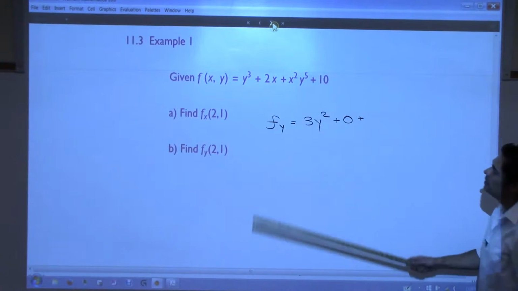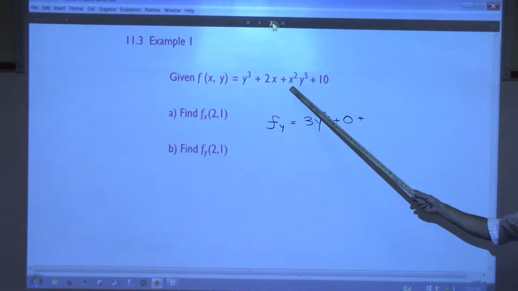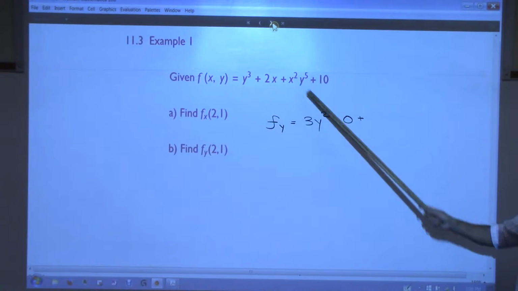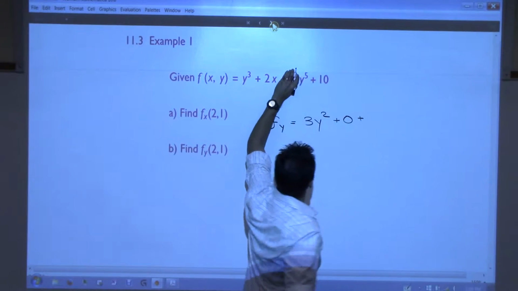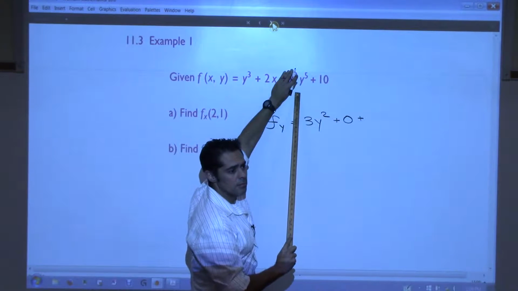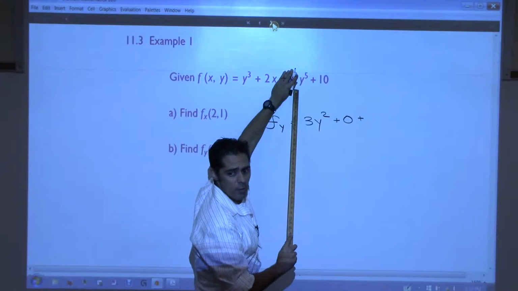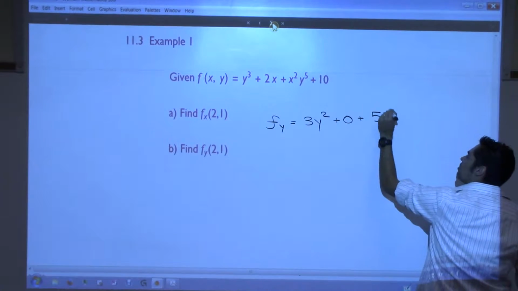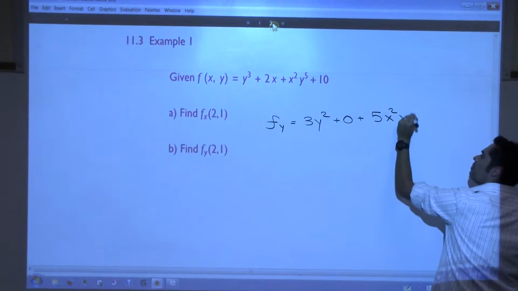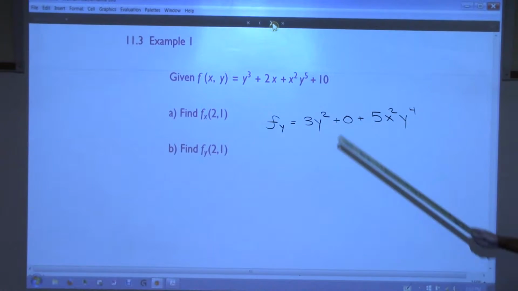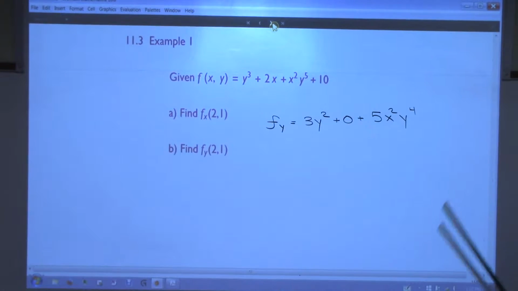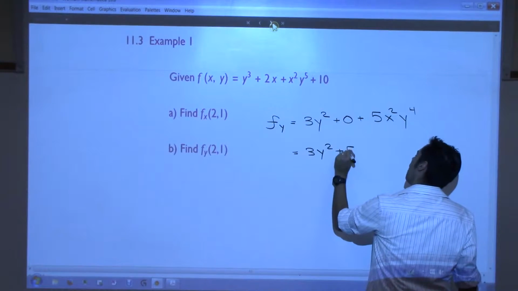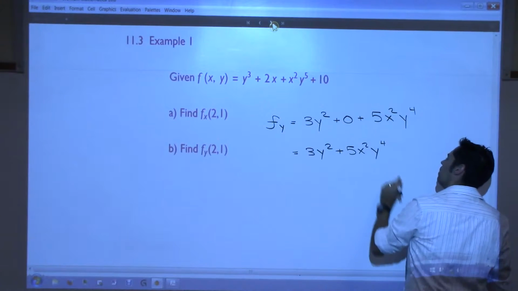plus. And then here we're treating x like a constant. So x squared is a constant. So I'm just going to ignore it and take the derivative of y to the 5th, which is 5y to the 4th. And what I'll do is I'll put that 5 out in front. I'll still have the x squared that I had covered up, and then y to the 4th. And then plus what? 0. So this is just 3y squared plus 5x squared y to the fourth, and we're done.